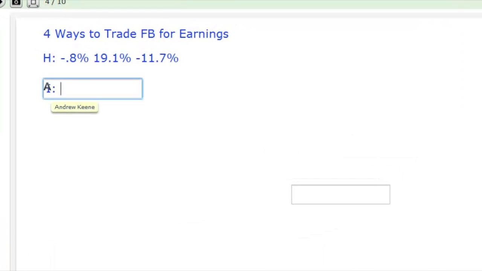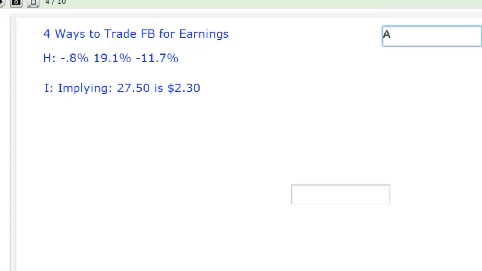What are the market makers implying the move can be? I can look at the at-the-money straddle, at-the-money calls plus at-the-money puts. I add them together. So the at-the-money straddle is currently priced in the 27.5 strike at 2.30. Facebook is currently trading at 27.37. So they're implying a $2.30 move.